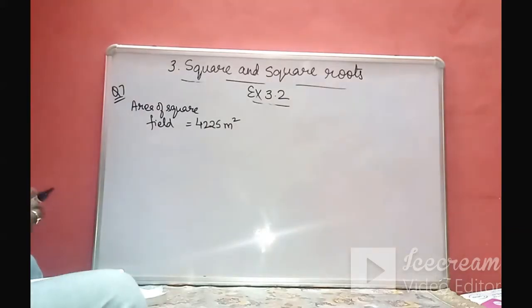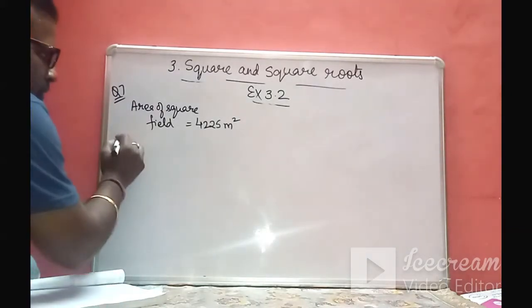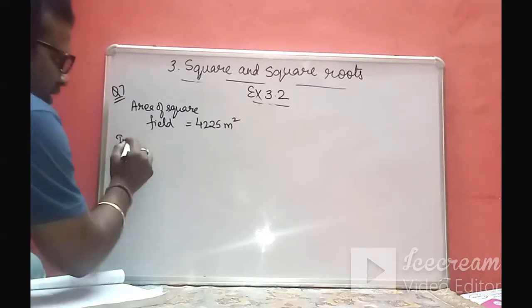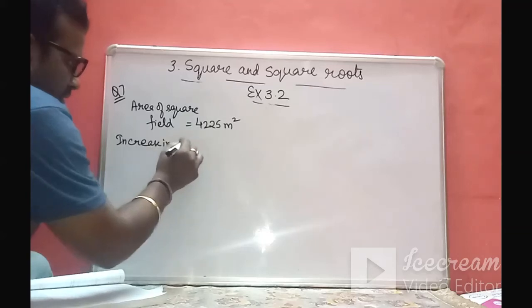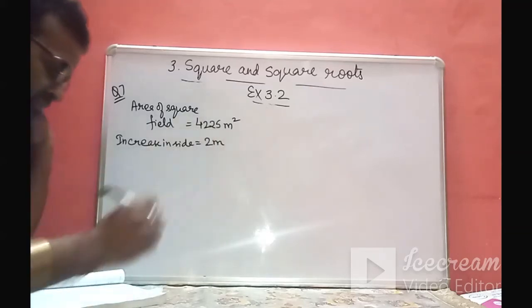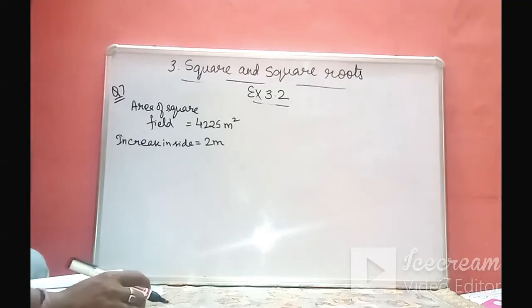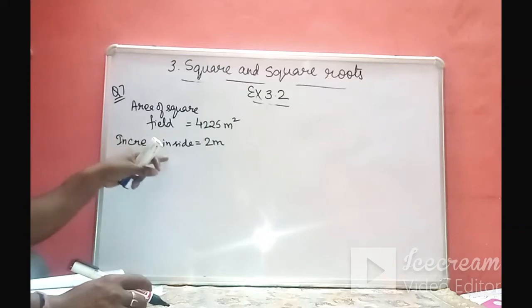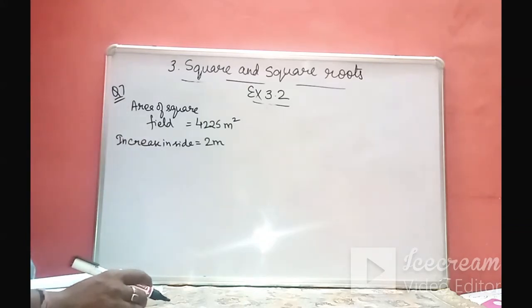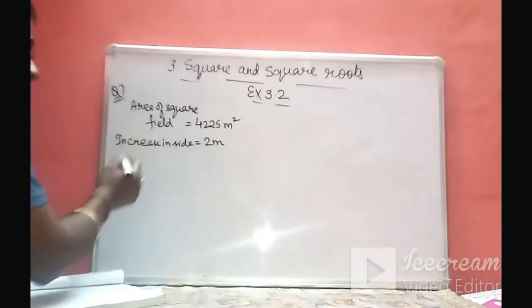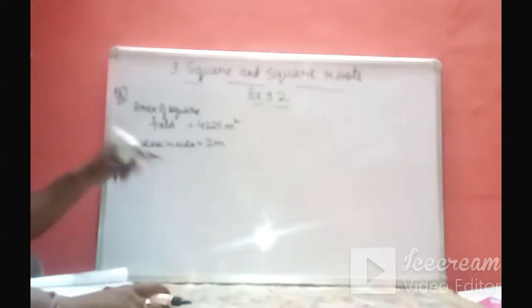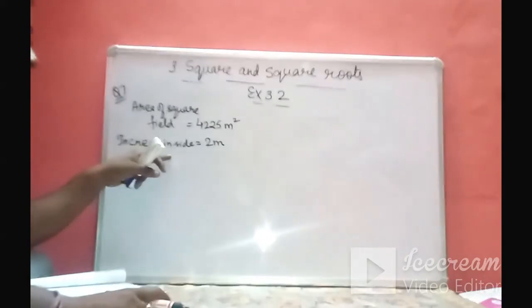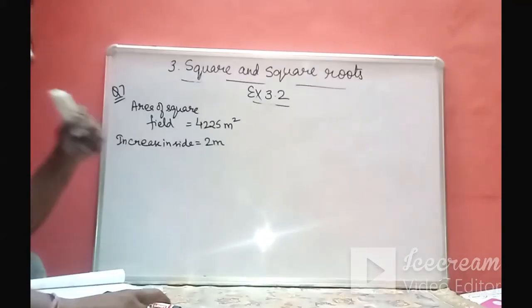if each of its sides is increased by 2 meters. So the increase in side is 2 meters, is given. Find the increase in its area. So it is very much common sense that when the side is increased, there will be an increase in area. So first we will calculate the original area, which is already given, and we have to calculate the increase in area. For that we have to calculate the new area that we get after the side has increased by 2 meters.